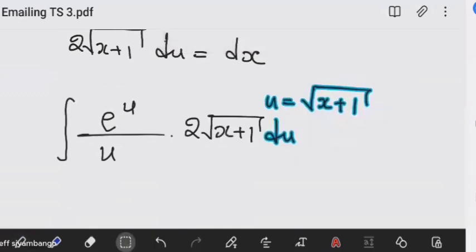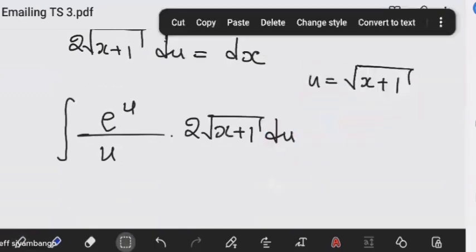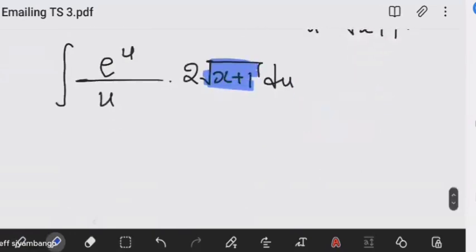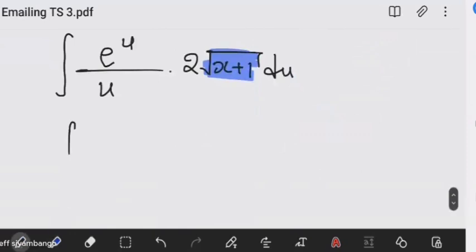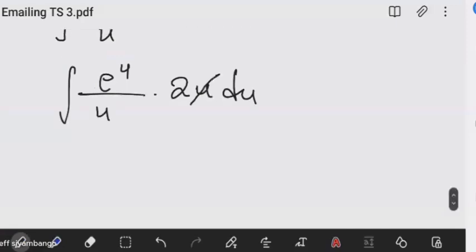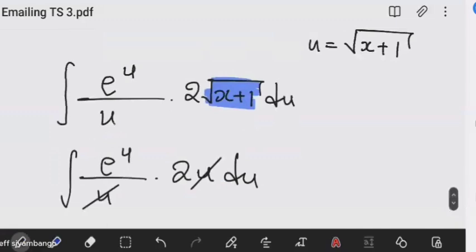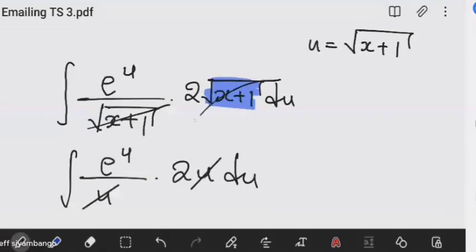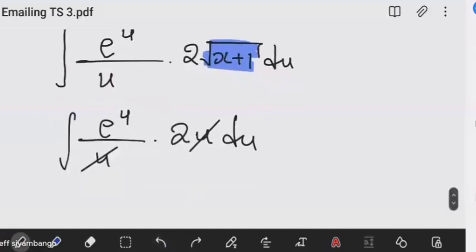Here, you have to notice that this root x plus 1, remember u is root x plus 1, so you might as well put u there as well. So this is 2u du. Now this u gets to cancel with the u in the denominator because they are the same. Even if you had kept the denominator as root x plus 1, you'd have seen that it would have cancelled right at this stage. But you can take that approach or you can cancel it from here. We have a question?